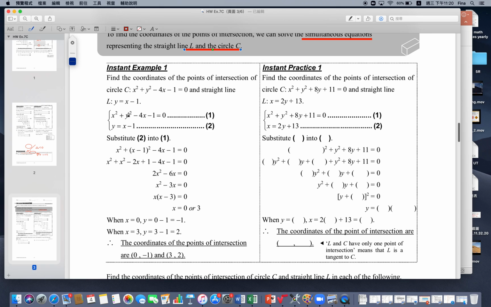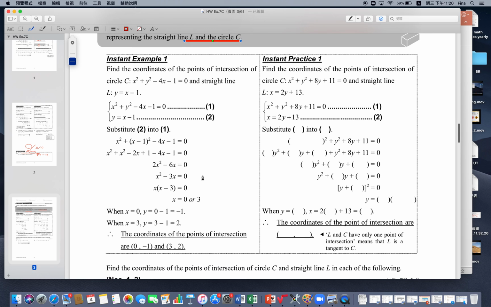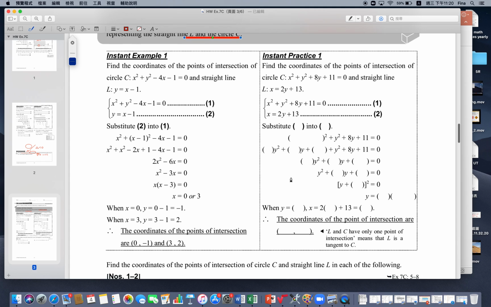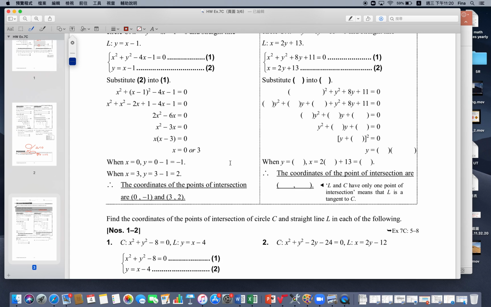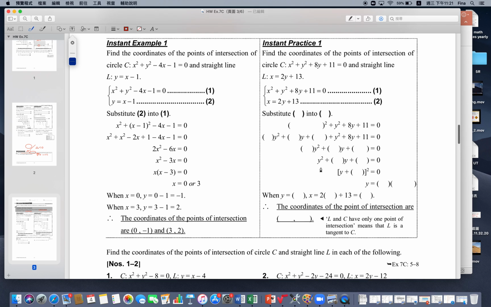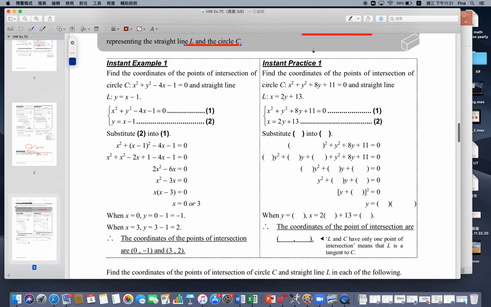So for this part, you have equation 1 and equation 2, given from the question. Then try to solve it. I think this part you have learned before. So you can find the coordinates of the intersecting point. Sometimes there may be one intersecting point, or two intersecting points, or sometimes no intersecting point. I think it's not quite difficult. Then I will look at one example here. I take the instant practice as one of the examples.